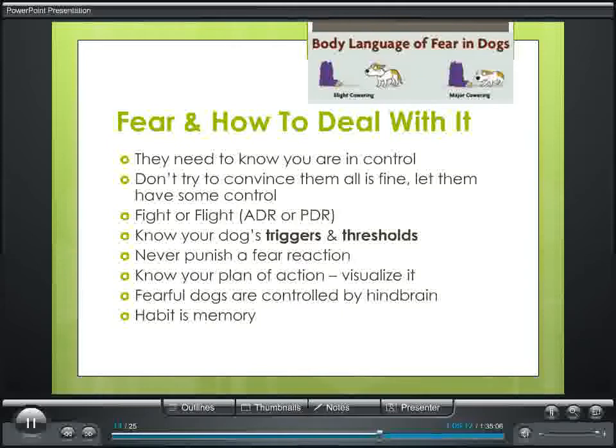So one of the first things I do when I'm working with fearful dogs in my private consulting is, of course, to sit down with the owners and identify all the dog's triggers and what the thresholds are to those specific triggers. So you need to know that. That's a good starting place right there.